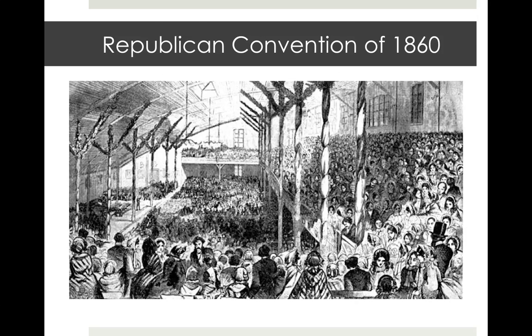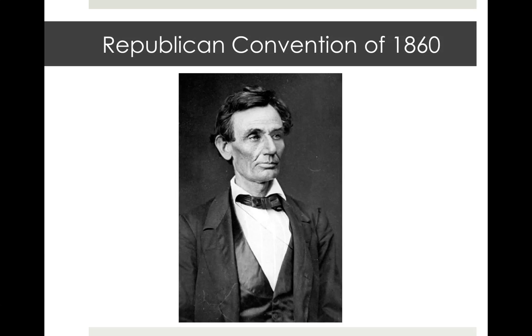But 2 years later, at the National Republican Convention, where they get together to decide who's going to run as their presidential candidate and what their main beliefs are, this convention gathers, and one of the things they agree on is that the problem of slavery needs to be contained to the South and should not be allowed to spread. And the man that they choose to represent them in the presidential race is Abraham Lincoln.